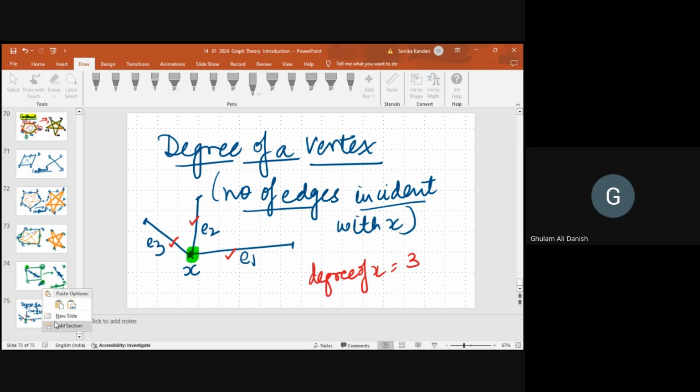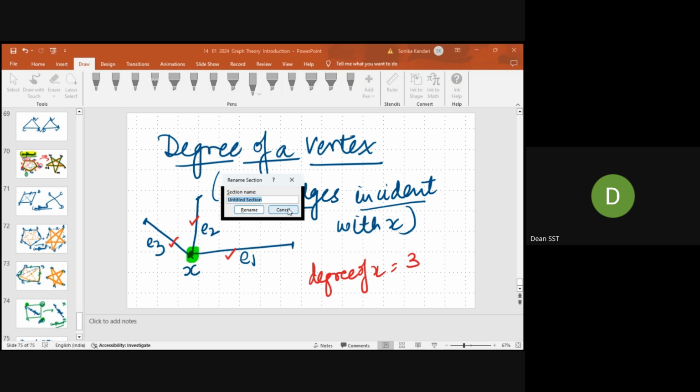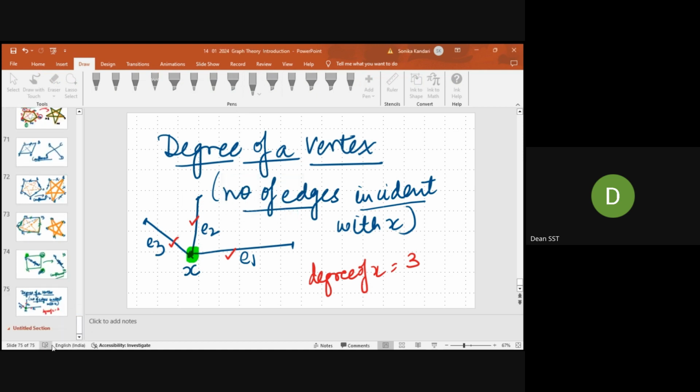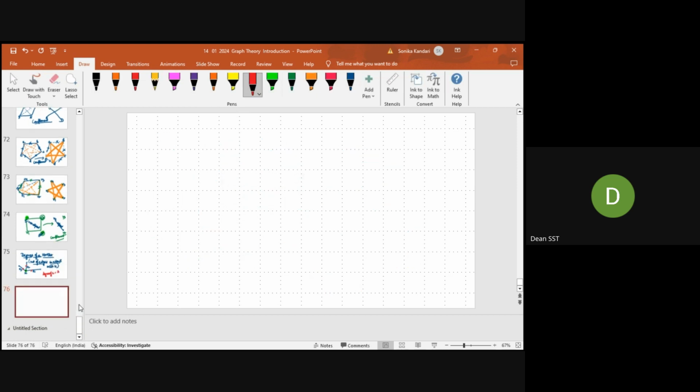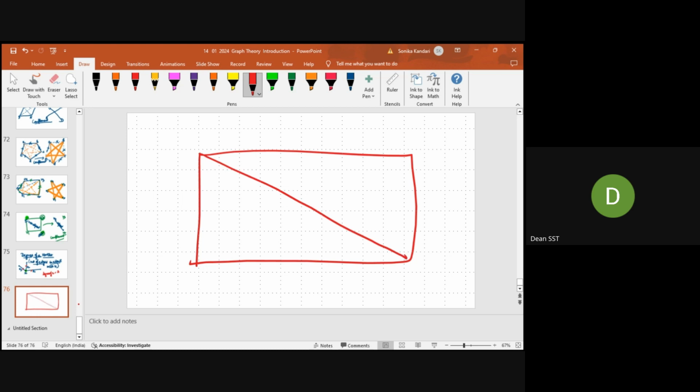Now let us see one example. V1, V2, V3, V4, V5. Tell me the degree of every vertex. So what is the degree of V2? 1, 2, 3, 4. So the degree of V2 is 4.